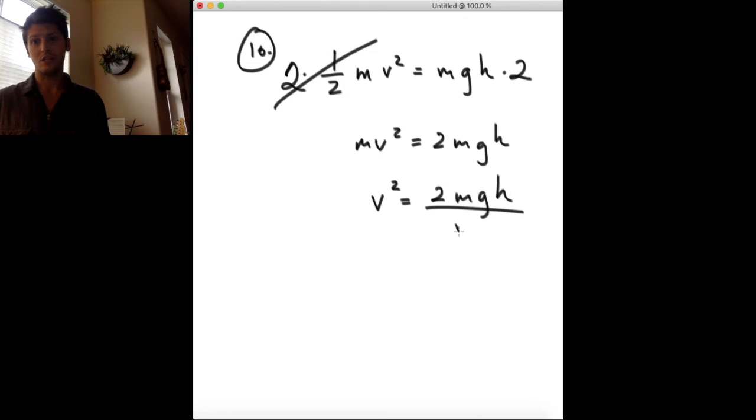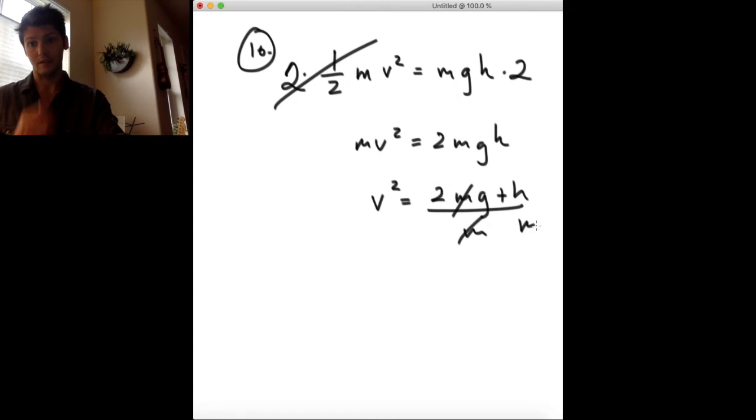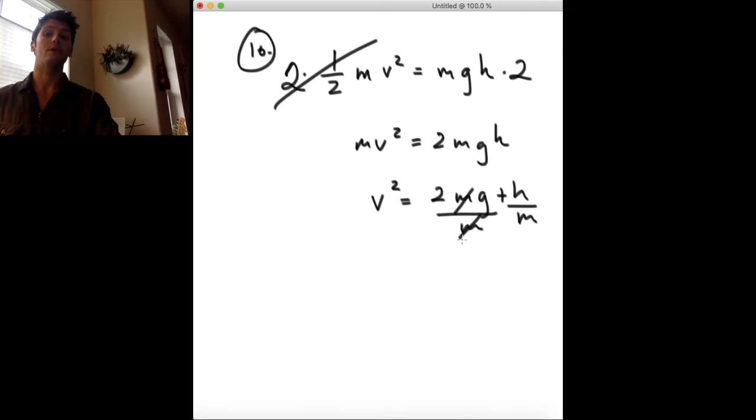Now, if there was addition here, if it was 2mg plus h over m, you couldn't just cancel this out. You'd have to say, maybe that cancels and you leave the h over m thing alone. So that would look like this. You'd cancel the m and you'd leave an m here, right? So you would have divided both things by m, canceled it out, and left h over m. That's not what we have. We have something much simpler.